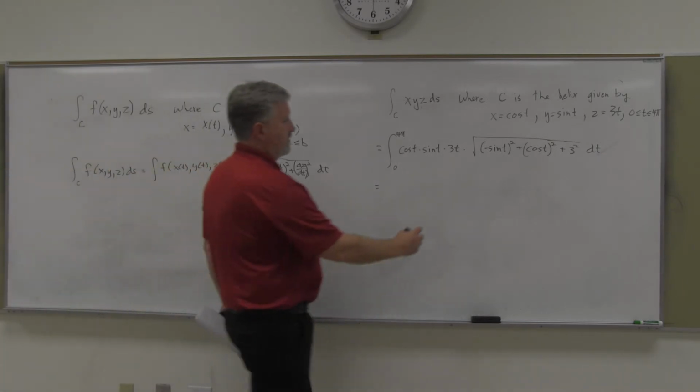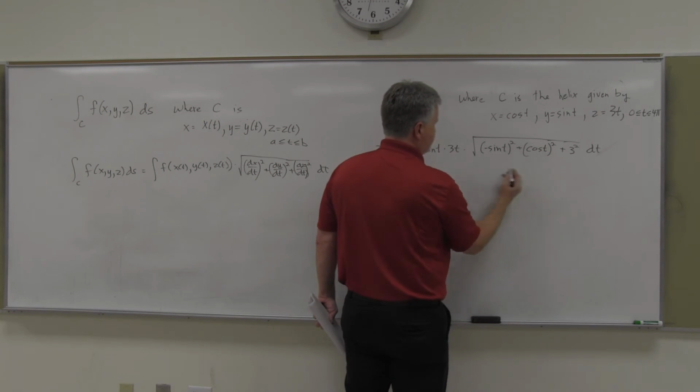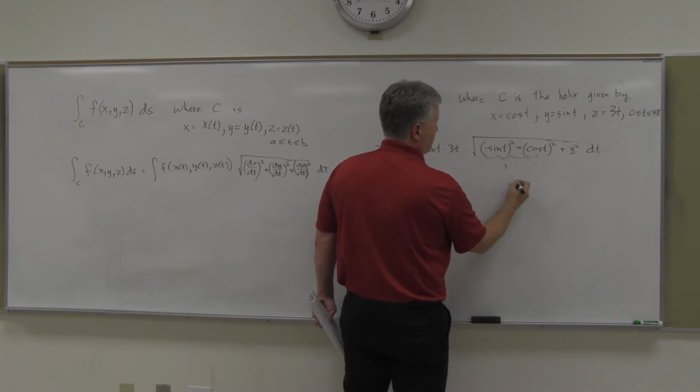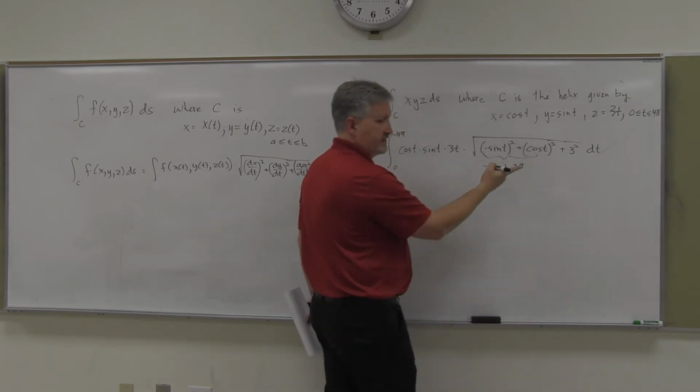Yeah, this square root turns out pretty nicely. Sine squared plus cosine squared is 1. So I have 1 plus 9, so we have the square root of 10 there.